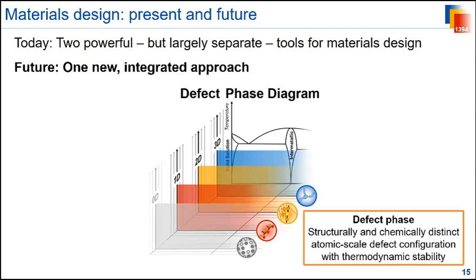So a defect phase, in the term defect phase diagram, is a structurally and chemically distinct atomic scale defect configuration with a thermodynamic stability. So it's not just the defect and it's not just the stability, it's both of them together. And this is why we can use this definition to then formulate defect phase diagrams that we will want to link with properties, of course.